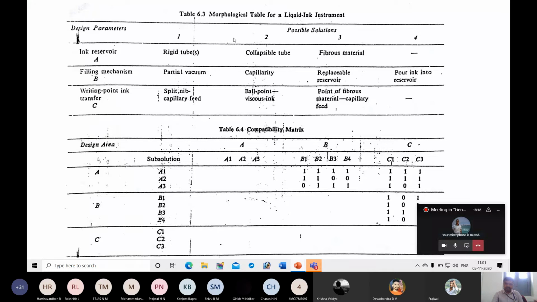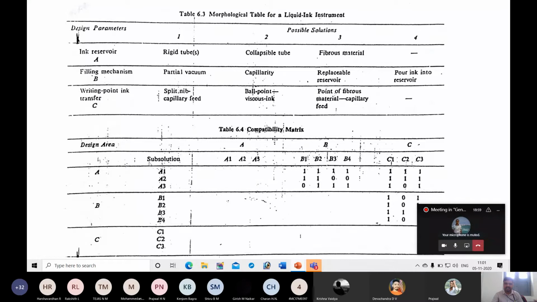Okay, so this is the morphological table, and this is the compatibility matrix. In order to create a compatibility matrix, first write the design areas, and list them vertically and horizontally. There are three parameters, that means three design areas A, B, C. So list them. A is ink transfer, B is filling mechanism, C is writing point ink transfer. Again, horizontally also list them A, B, C.